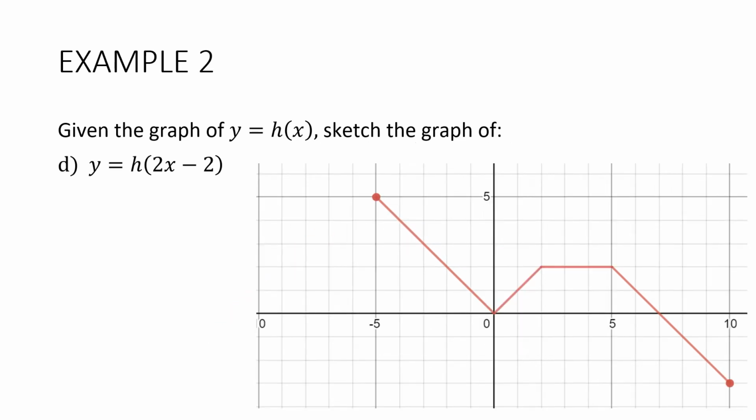And y is equal to h of 2x minus 2. Now we have two horizontal transformations. And in this situation, you should always factorize. And this will stop order being important. So this is a horizontal dilation scale factor of half. And then we have a horizontal translation 1 unit to the right. And I would encourage you to do that one in the opposite order. So translate it first 1 unit to the right and then do the scale factor of a half, and you'll actually get the same answer.